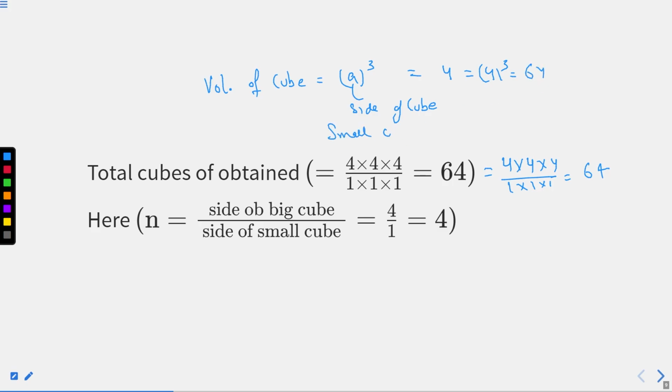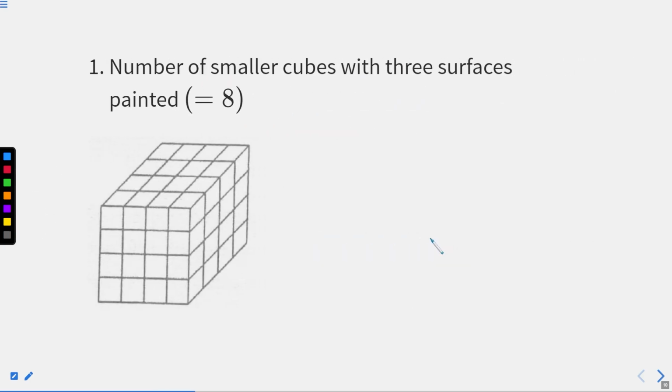For the smaller cube, what is the side? The volume will be 1 cube, which comes out to be 1 itself. Hence, the total number of cubes will be 64 cubes. We have calculated the first part of this question. Here, the number of divisions is 4, which we have already calculated in the previous slide. I hope till here you are clear with the question. Now we are supposed to calculate each and everything.